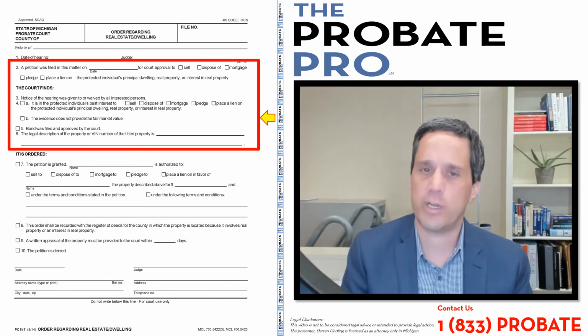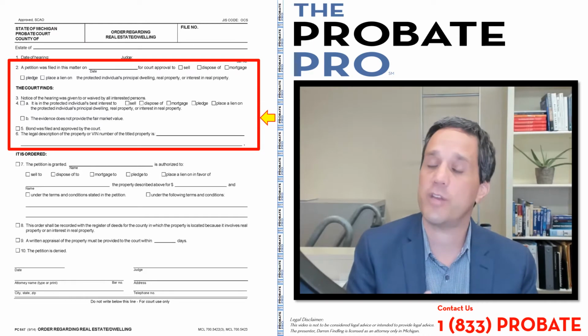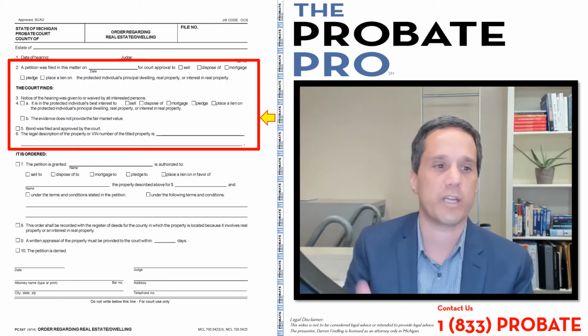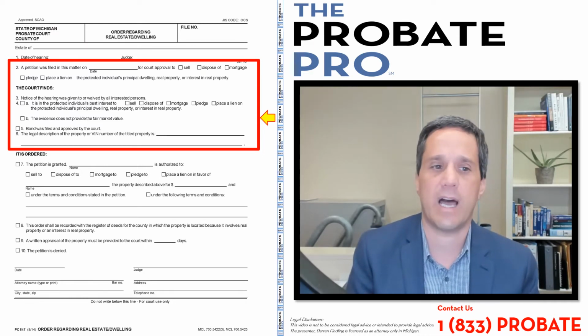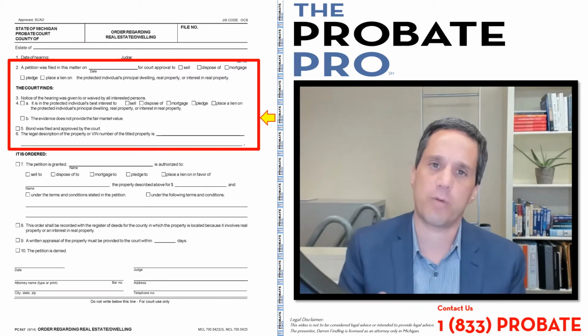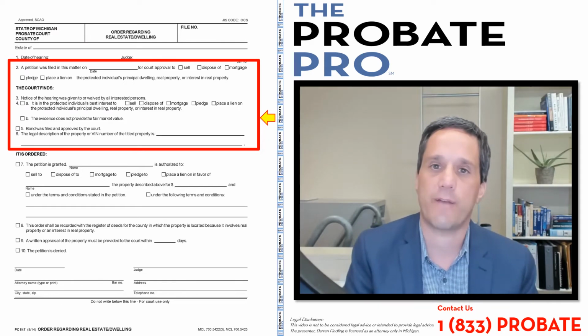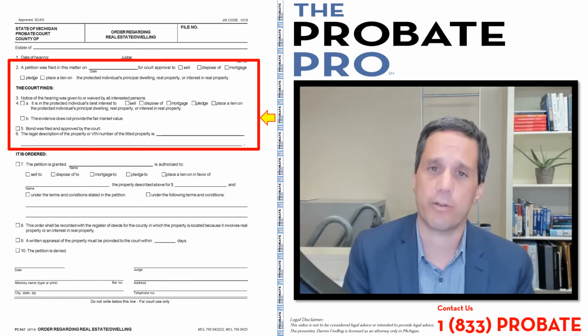This part also pretty intuitive. It says a petition was filed on, and the date of the petition, for the approval to sell, dispose of, mortgage, pledge, or place a lien on the protected individual's property. So a conservator has all sorts of rights that are defined under Michigan statute, and the statutes that we referenced earlier make up part of those rights.